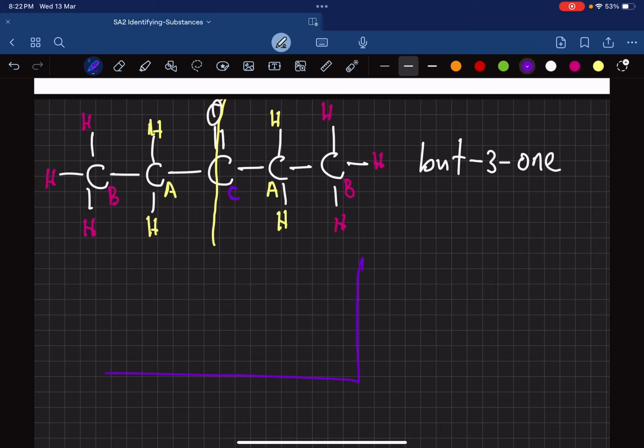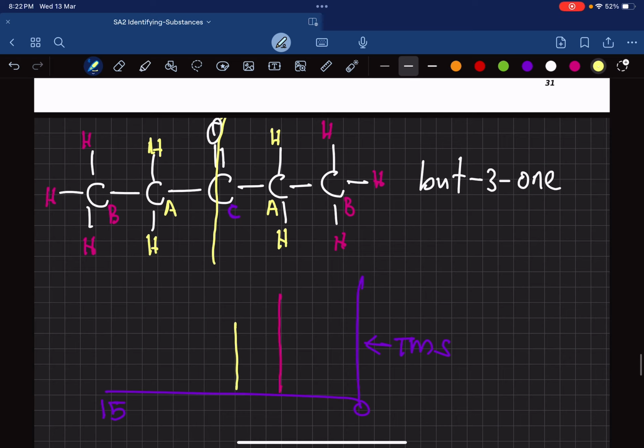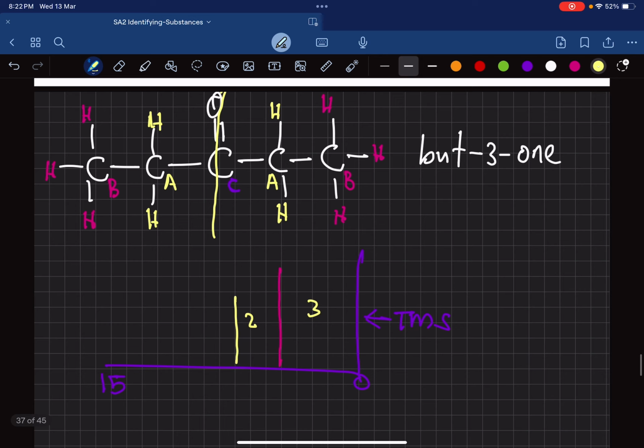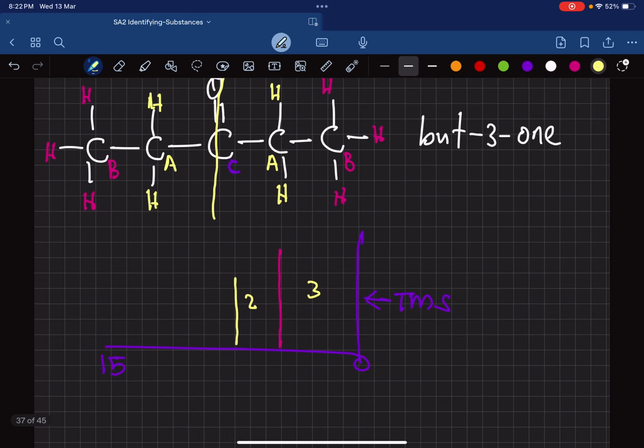0 to 15, right? So this first one here is TMS. So for hydrogen, you will only see two sets of signals. One is the pink and one is the yellow. So pink is 6, yellow is 4. So the height ratio would be something like this. That means it would be almost like 3:2, the ratio, because 6 to 4 is like 3 to 2. That would be the hydrogen signals.